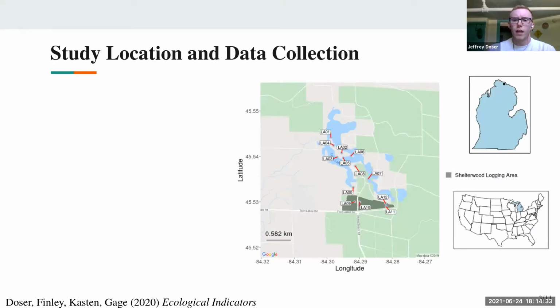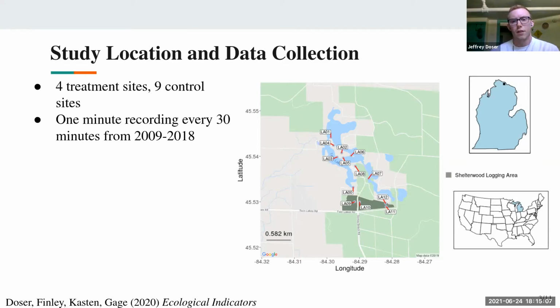Shown on the right here is the study region, again in the state of Michigan in the United States. Blown up on the bigger map on the left is the area where we had our acoustic recording set up. We had 4 treatment sites in the darker shaded green area at the bottom of this map, and 9 control sites dispersed throughout a couple of lakes called the Twin Lakes.